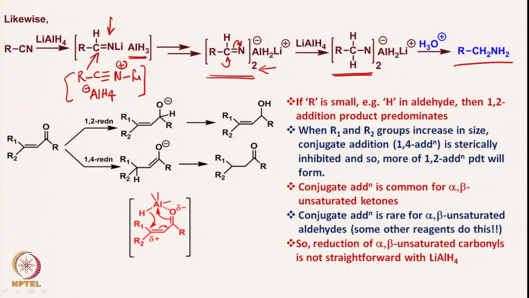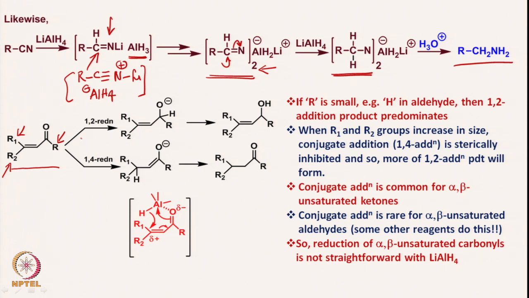Now if you look at the reduction of alpha beta unsaturated ketones or aldehydes, there is an interesting observation that has been reported in the literature. For example, if one takes an alpha beta unsaturated system like this, where there is a substitution of R at the carbonyl, which can be hydrogen or other substituents, such as R1 and R2.